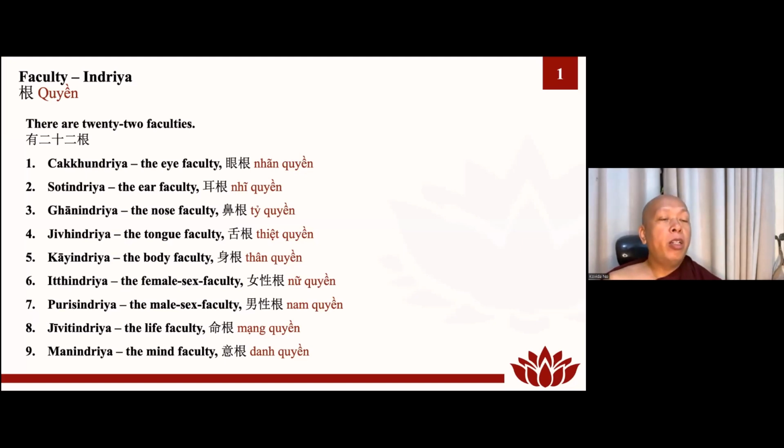So when we talk about faculties, we also have to understand the real meaning of Indriya in Pali. Indriya means rulership. We can also understand it like lordship. So it will rule over something. This is what we call Indriya. Okay, now we start with the first 5. It's very common, right? Chakkhundriya, eye faculty, Sotindriya, ear faculty, Ghanindriya, nose faculty, Jivhindriya, tongue faculty, and Kayindriya, the body faculty.